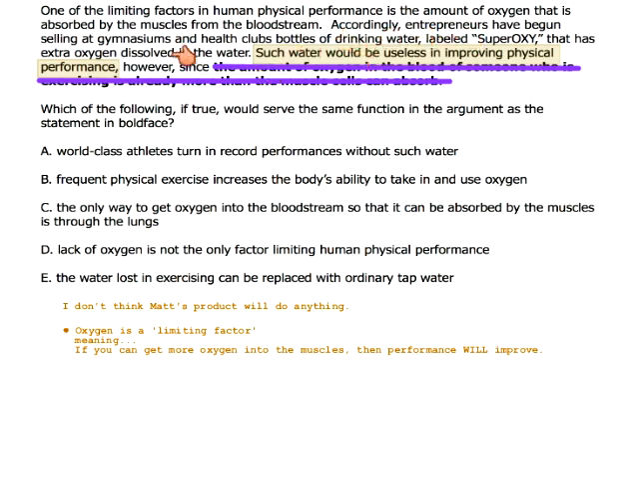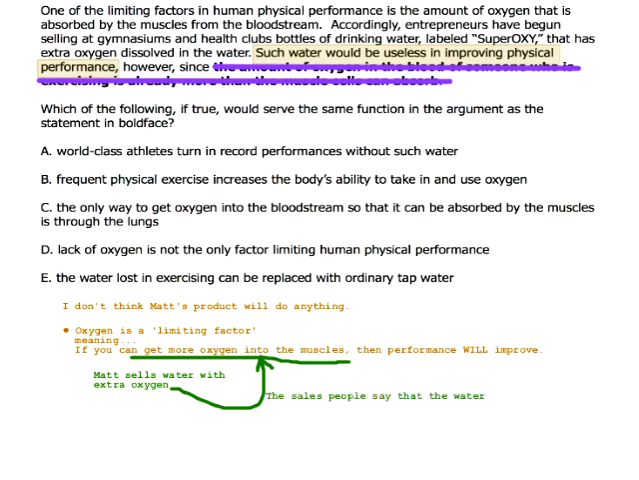So Matt is trying to sell a bottle of water with oxygen in it, if he thinks that's going to do it. So Matt sells water with extra oxygen. And the claim, the advertisement, is that it's going to do that. The people selling this stuff, the salespeople, say that the water will do this. Aha. So now we have a standard.